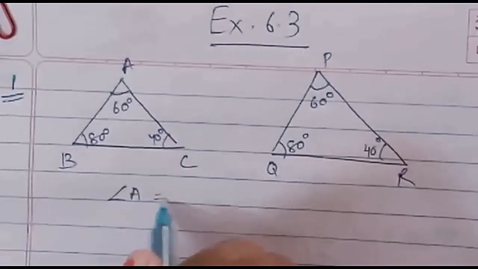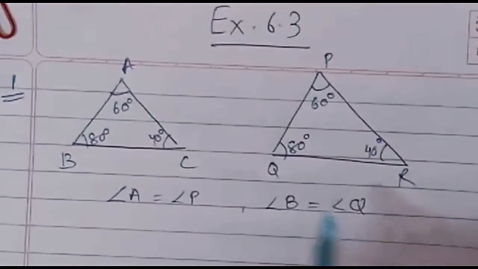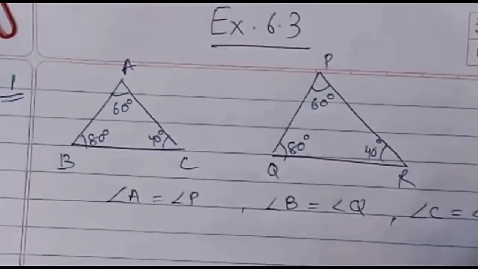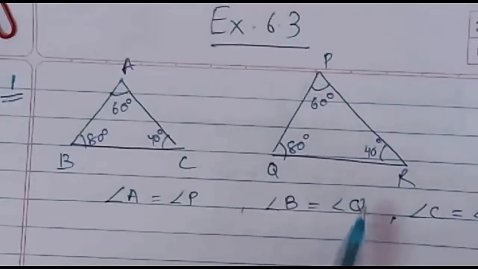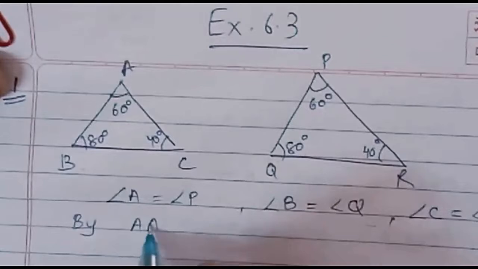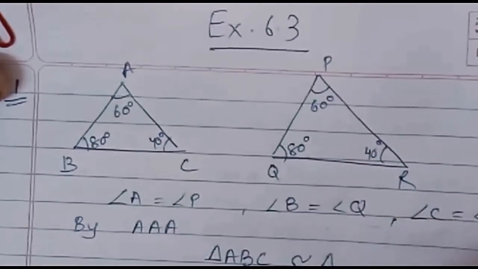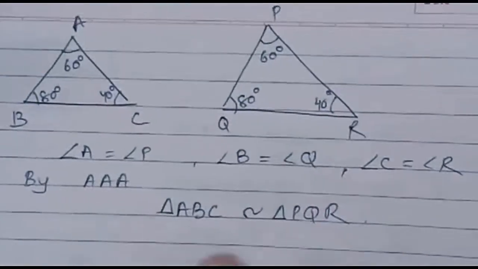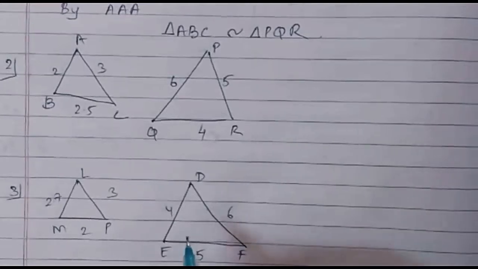So we know angle A is equal to angle P, angle B is equal to angle Q as the measure is same. Same way angle C is equal to angle R. So as all the three corresponding angles are equal in measure, so we can say by AAA, triangle ABC is similar to triangle PQR. We need to write it symbolically only, right? So this is the answer. Let us do few more. So you can see the second question.